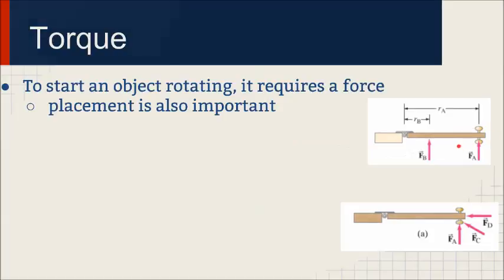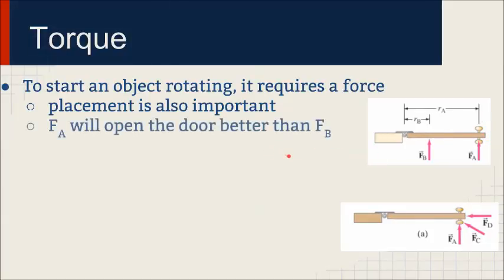If you take a look at this door, the hinge is here, the door swings to the left or up, and so we have two forces on there. They appear to be equal in magnitude because they're the same size vectors, but they're placed at different places. From experience, you probably know that the further away from the hinge you push on the door, the easier it is to move the door.